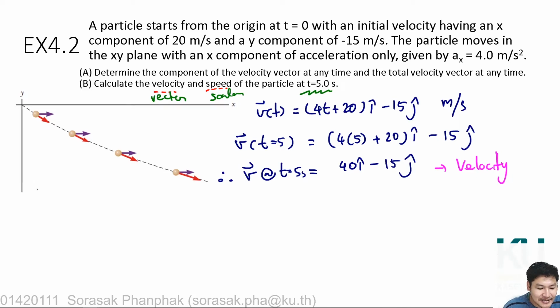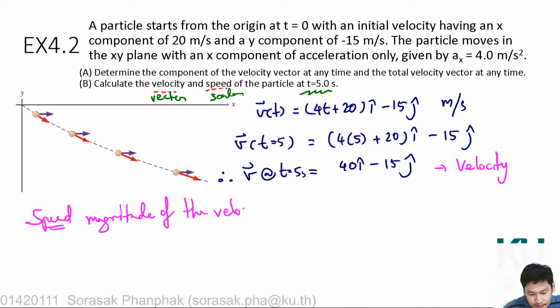So for finding the speed, it is the magnitude of the velocity. You can find the speed from two definitions, right? This is asking you to find the speed at this time point. So this should be the magnitude of your v at t equal to 5 seconds.